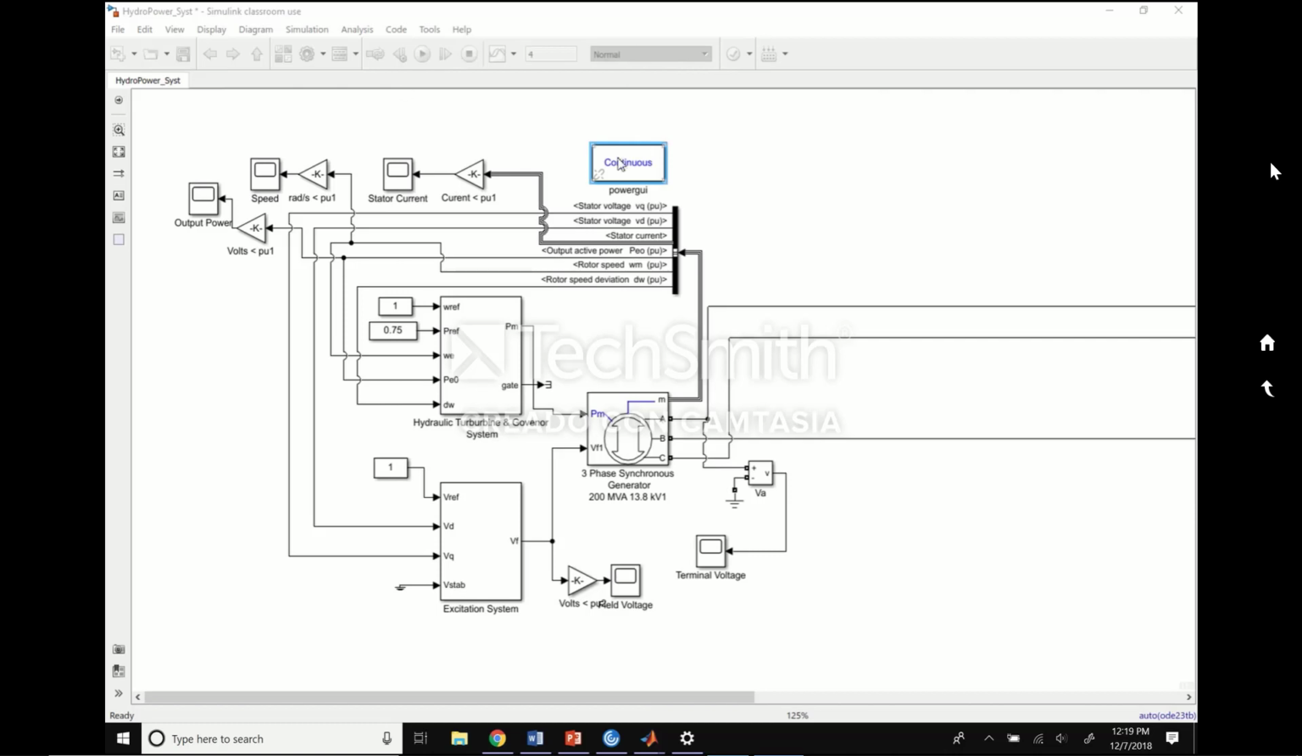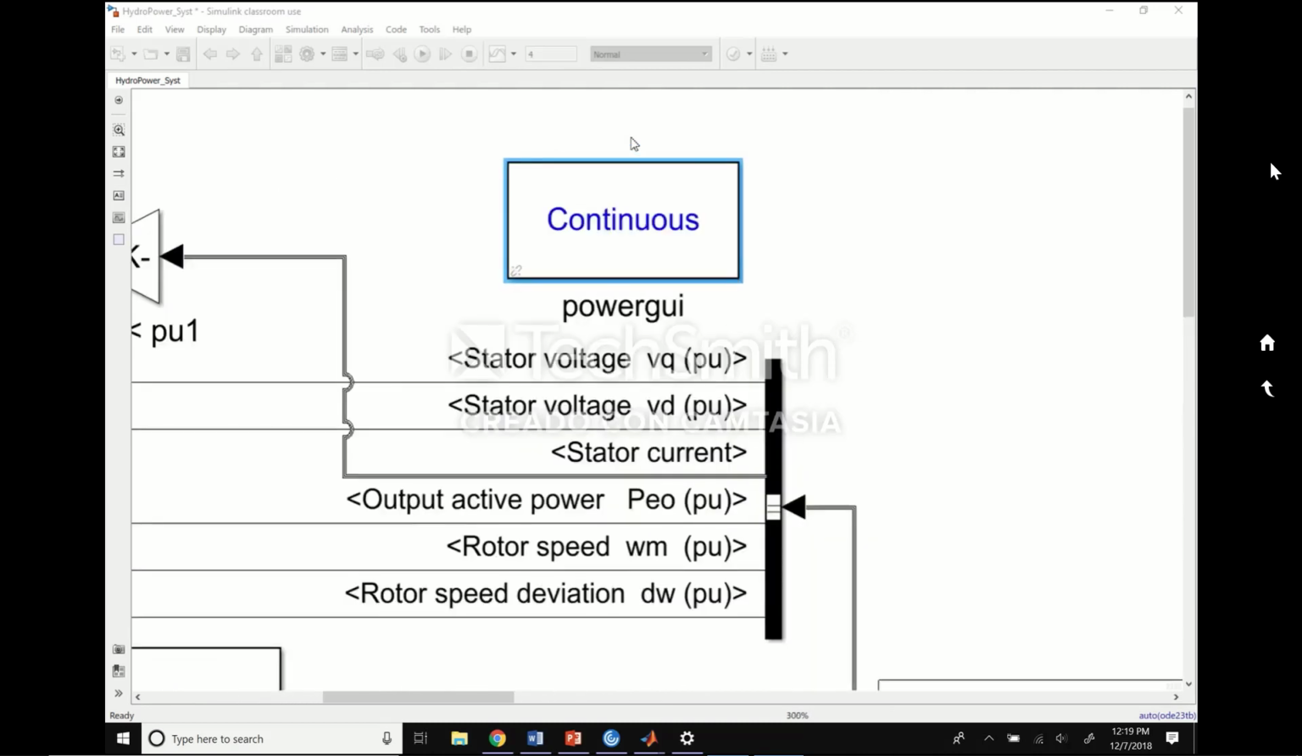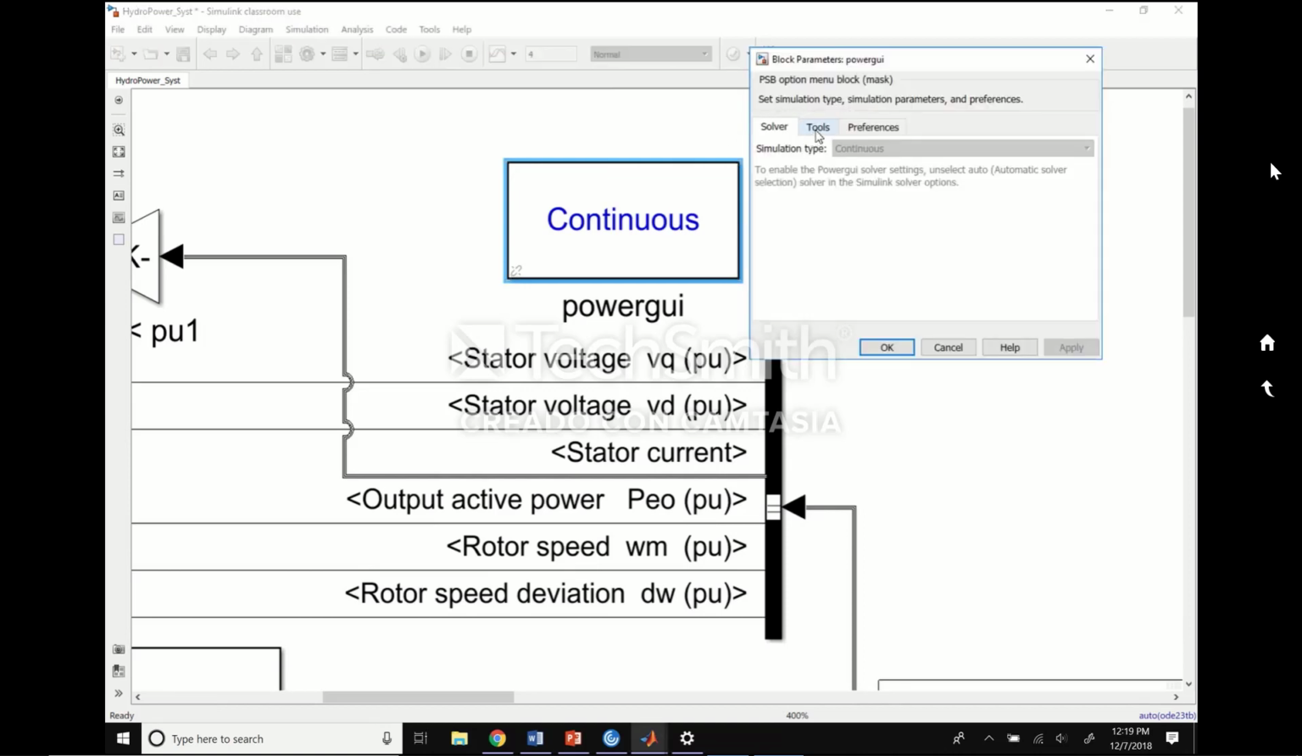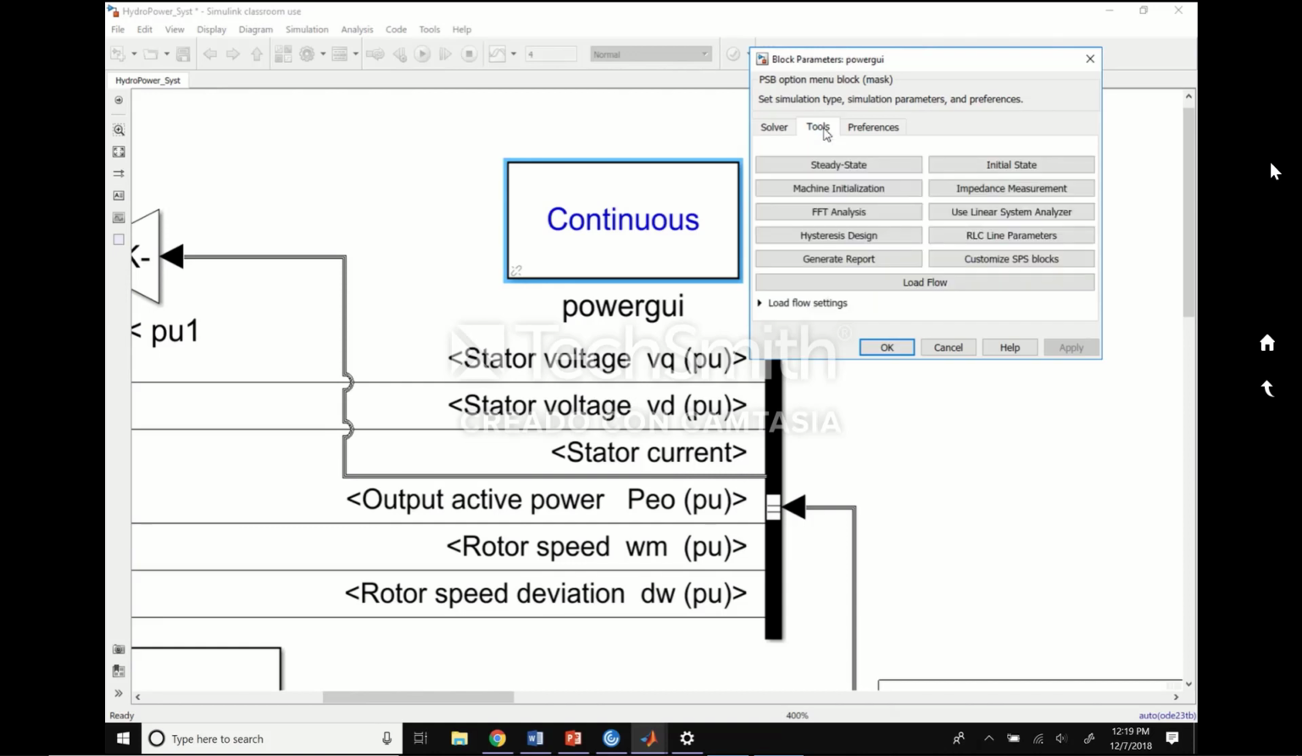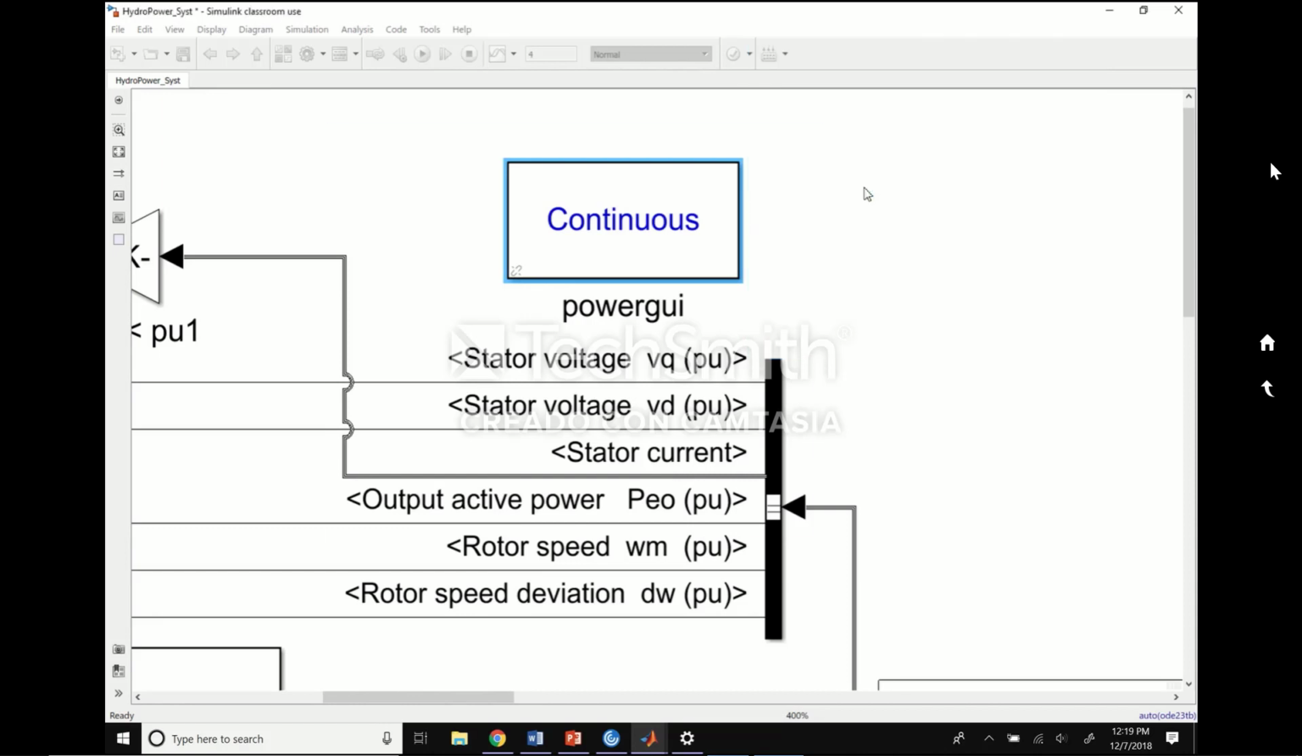Okay, so to start, we're going to talk about the power GUI box. This is what initializes our system, and this box is also used for a lot of other complex parameter changes and calculations that you can use for a lot of other things. As you can see here, there's a lot of things you can mess with, but we're going to focus on the machine initialization.